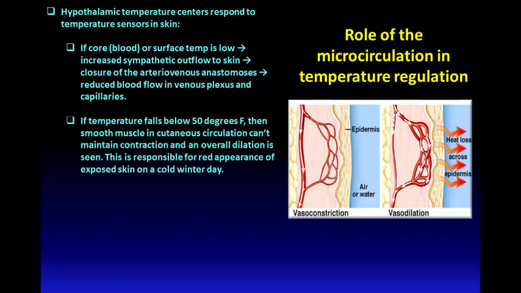However, if the temperature falls below 50 degrees Fahrenheit, then the smooth muscle cells which we have in the cutaneous circulation would not be able to maintain contraction, resulting in an overall dilatation, and this is responsible for the red appearance of the exposed skin on a cold winter day.